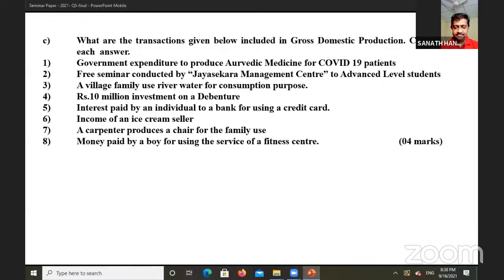Not included in GDP. Interest paid on consumer loans are not counted in GDP. Credit card is a consumer loan.